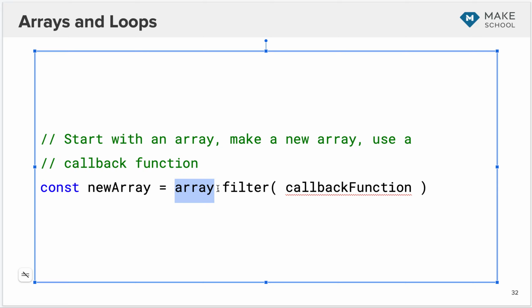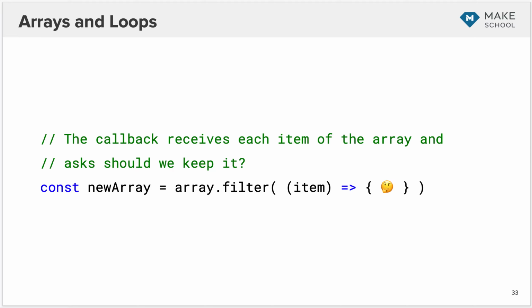So imagine I have an array here. I say array.filter. And then filter itself takes a callback function as a parameter. So you just pass in the callback, okay? So that's kind of our abstract version. Let's look at something a little more concrete, right?